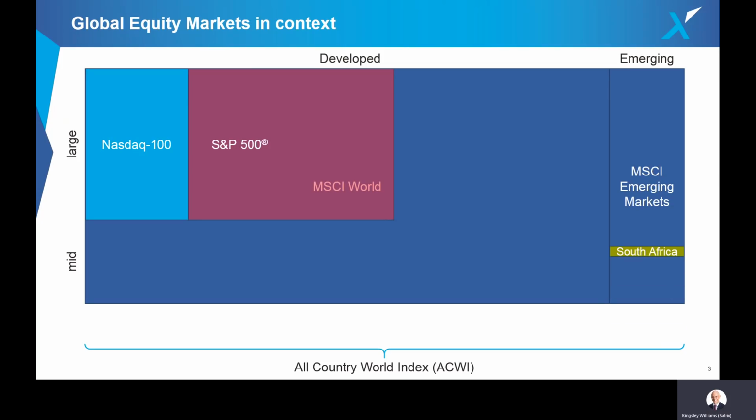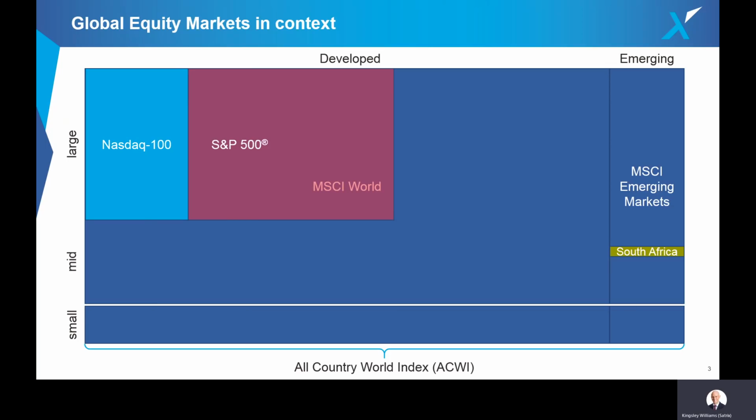Now, South Africa sits within the emerging market classification, and within emerging markets, it makes up about 4% of that index. So it's relatively small. In fact, it's only the 6th largest country within emerging markets. And if you consider South Africa within the all-country world index universe, it in fact only makes up 0.5% of the market capitalization of that entire investable universe. So you can see how much more there is outside of South Africa relative to what we have exposure to locally on the JSE.